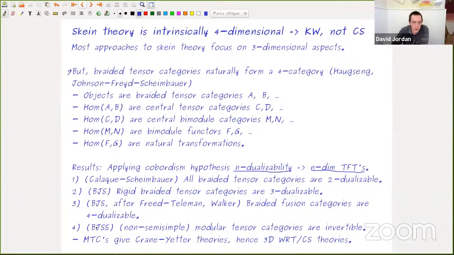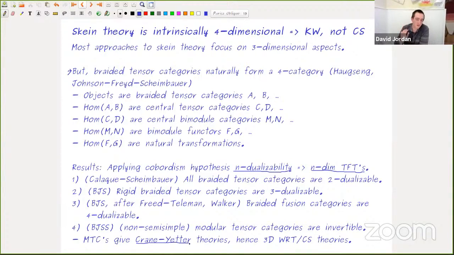And let me also mention, with Adrian, with Noah Snyder again, and also with Pavel Safronov, we showed that modular tensor categories, whether or not they're semi-simple, are invertible. And so these give rise to invertible topological field theories, which is an interesting topic for many people. These invertible theories are non-semi-simple analogs of Crane-Yetter theory. From these invertible theories, you can extract the Witten-Reshetikhin-Turaev invariants and the Chern-Simons theory.